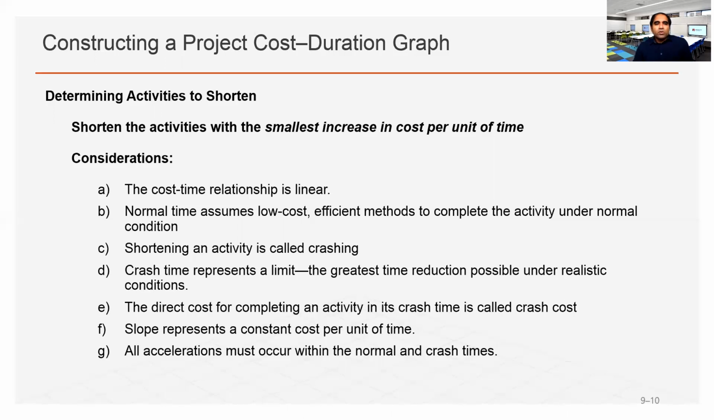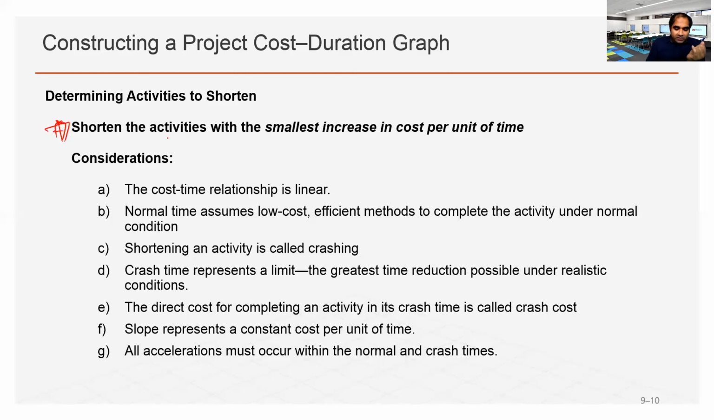Okay, all right. So now, out of the 50 or 100 or 200 activities, depending on the project scale, there can be many activities within the project network. So which activities can we select to shorten? First of all, we shorten the activities with the smallest increase in cost per unit time. The rule is, based on the direct and indirect cost, we need to figure out what is the cost of reducing project duration per unit time.